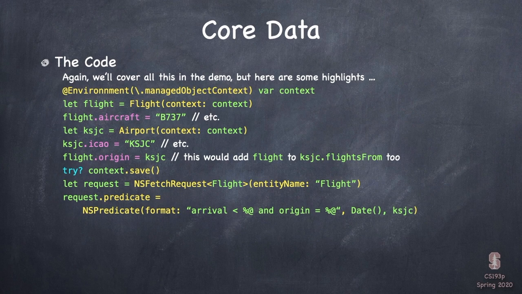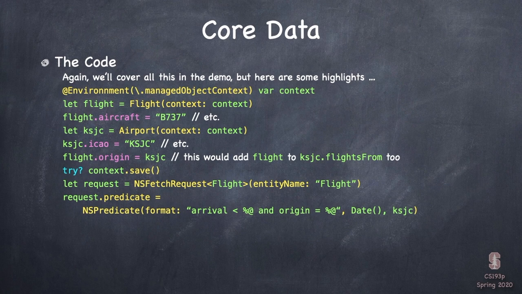And so my predicate here is that I want arrival to be before something and the origin to equal something, and then I provide the somethings. The first something is the current date and time, and the second one is KSJC. So this predicate means show me all the things that have arrived before now, so they've already arrived, and their origin was San Jose. They came from San Jose. So that's the predicate I'm doing here.